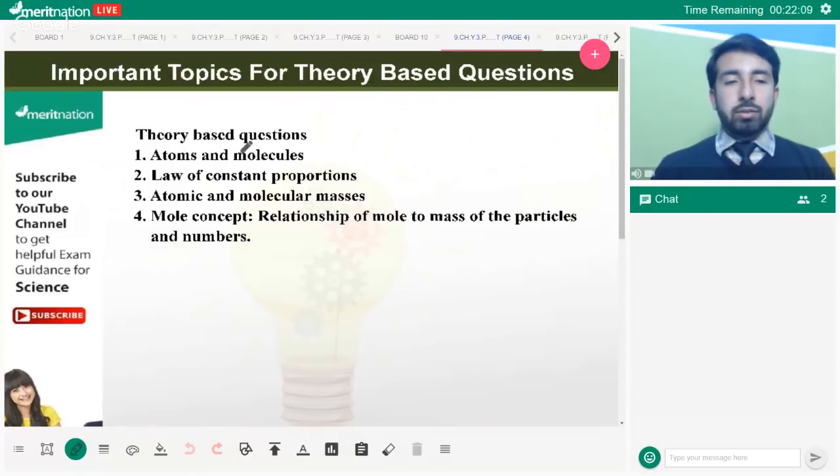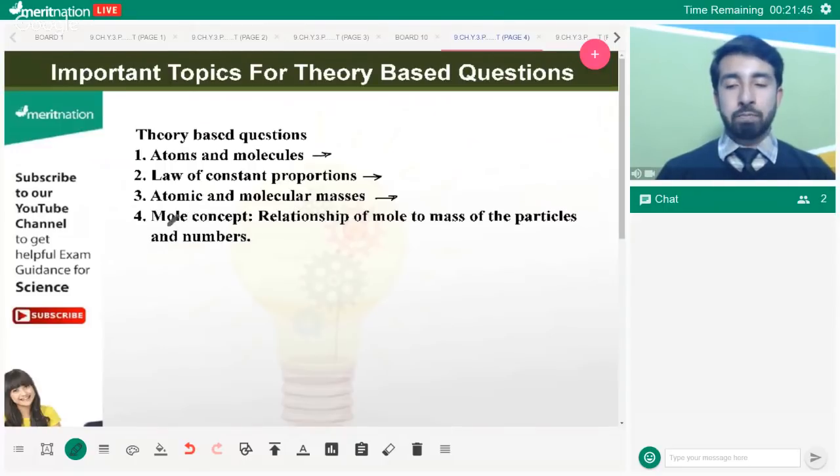Okay, now discussing your theory-based questions, on atoms and molecules you can be asked: What are atoms, what are molecules, what is the difference between them? You can be asked a question from the law of constant proportion or the law of conservation of mass. Similarly, you can be asked about atomic masses and molecular masses, what the unit is and how they can be calculated.